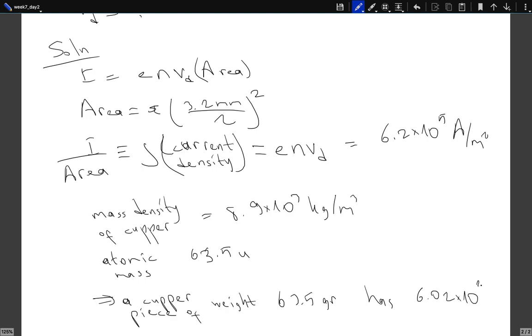6.02 times 10 to the power 23 copper atoms. This is Avogadro's number. This is how we define Avogadro's number. If you know the atomic mass of a material, in this case copper, 63.5 u, so if you have 63.5 grams of that material, it contains this much, Avogadro's number of atoms.